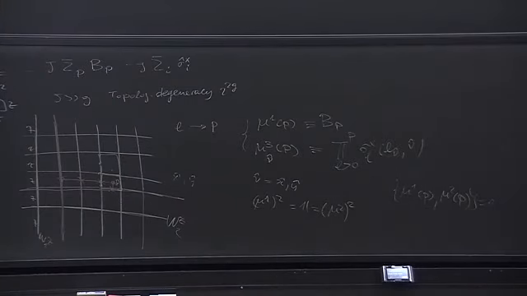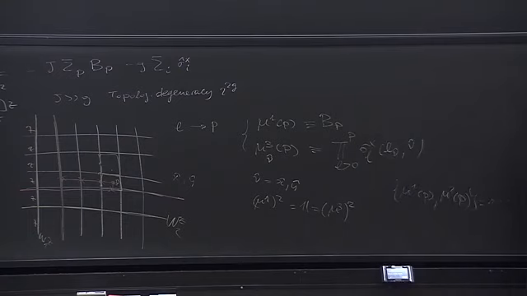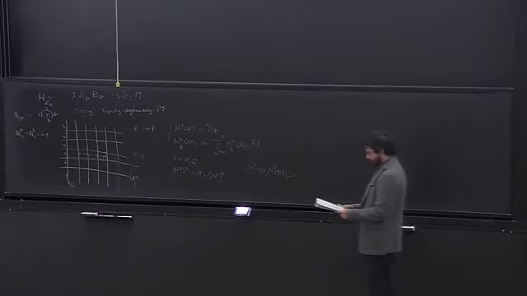Yeah? Sorry, what is mu2? That's mu1 and mu3. Okay, so now let's write our Hamiltonian.